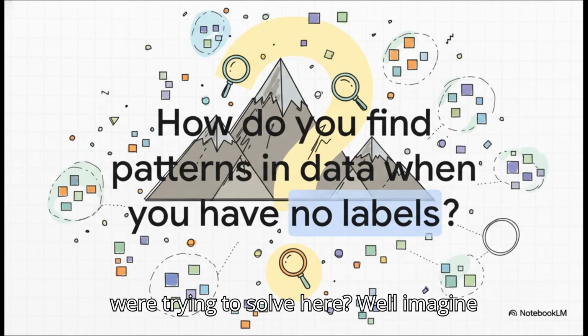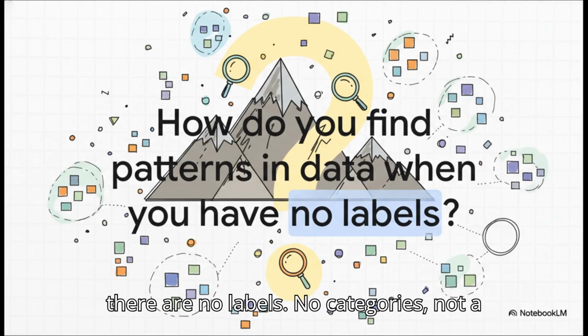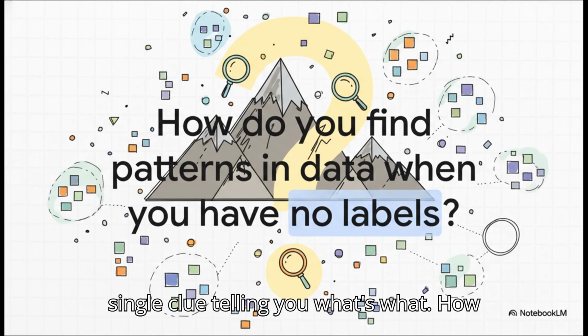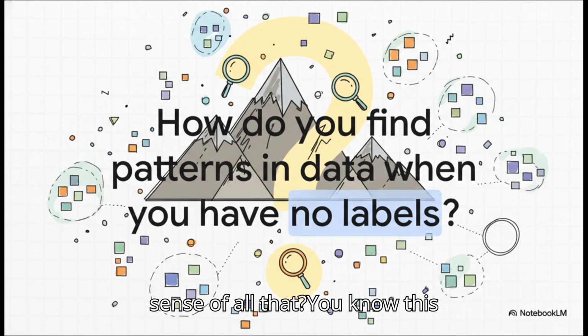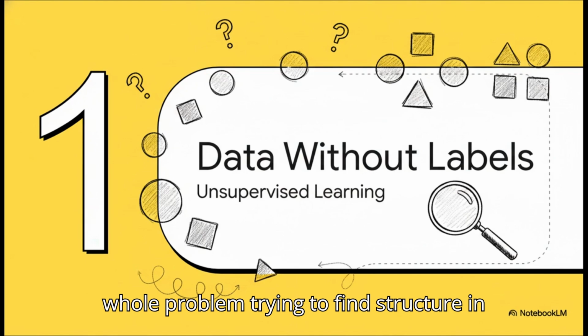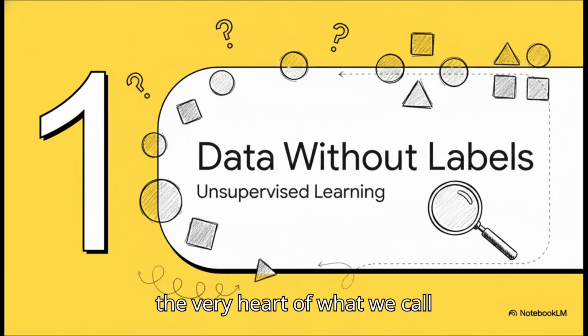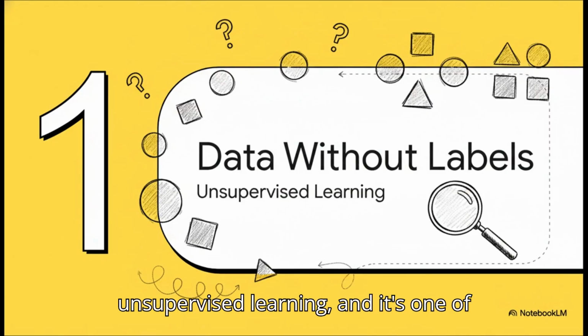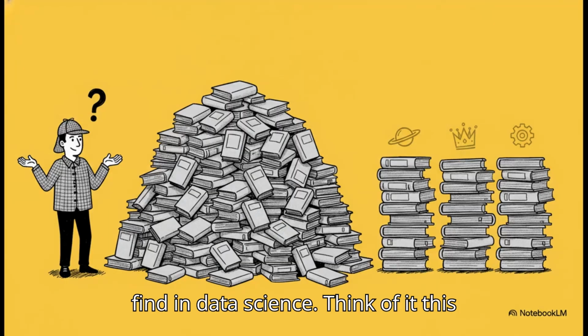So what's the big mystery we're trying to solve here? Well, imagine you have a mountain of information, but there are no labels, no categories, not a single clue telling you what's what. How in the world do you even start to make sense of all that? This whole problem, trying to find structure in unlabeled data, it's a huge deal. It's at the very heart of what we call unsupervised learning, and it's one of the most fascinating challenges you'll find in data science.